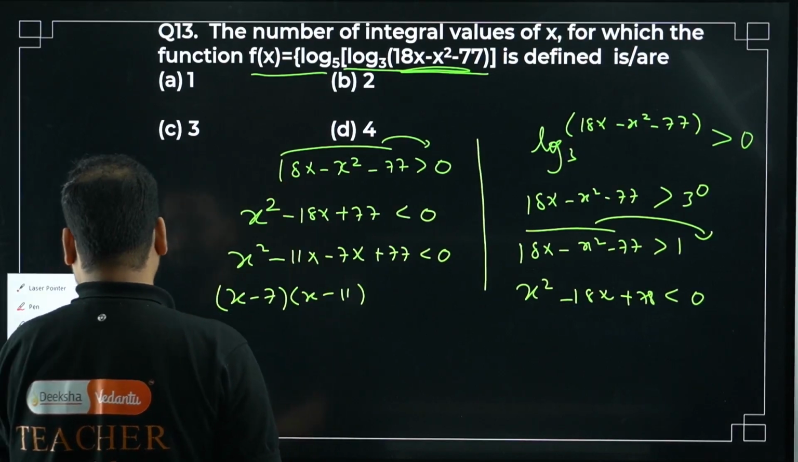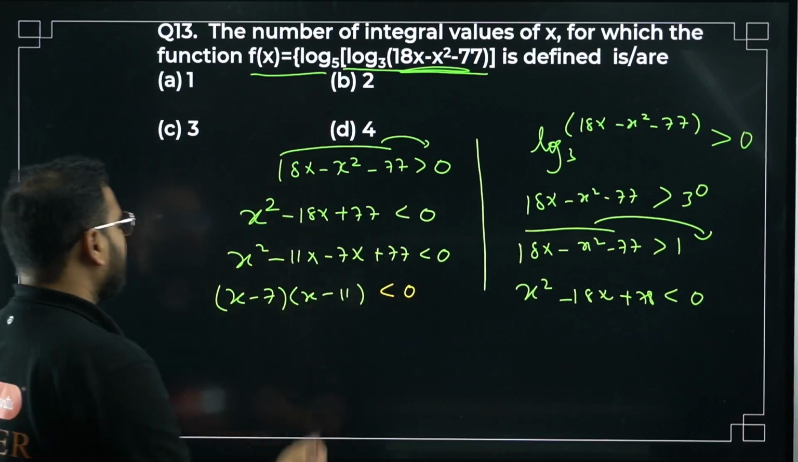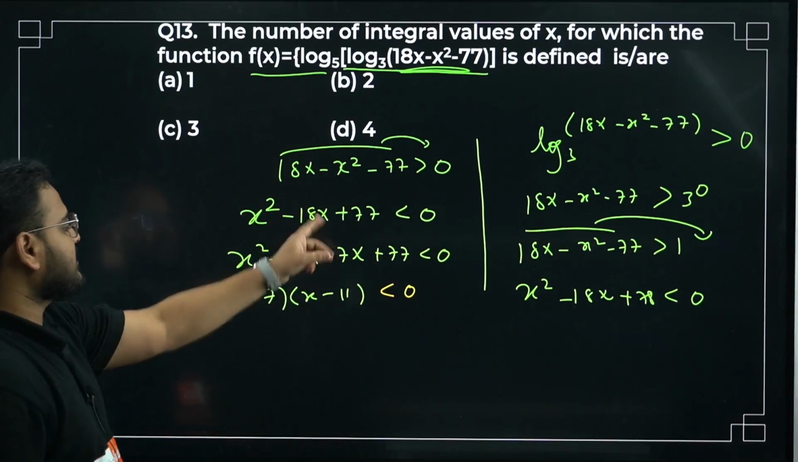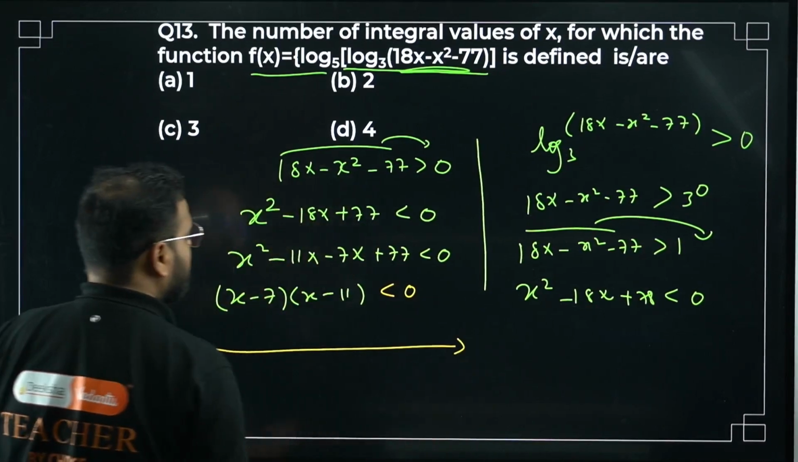Okay. Less than 0. Correct, no? Check this out. Minus 7 into minus 11, 77. And I get minus 7x, minus 11x becomes minus 18x. X square is there. Now number line. Please check what I'm getting over here.